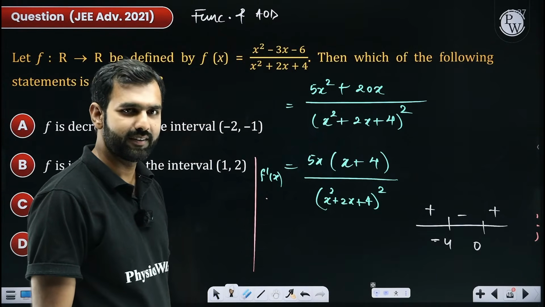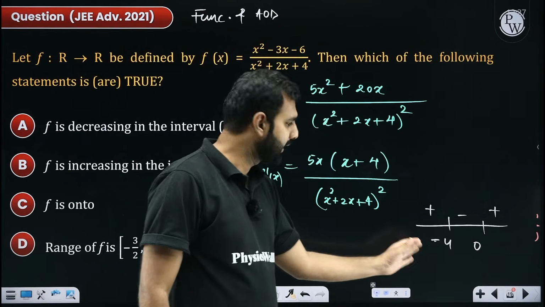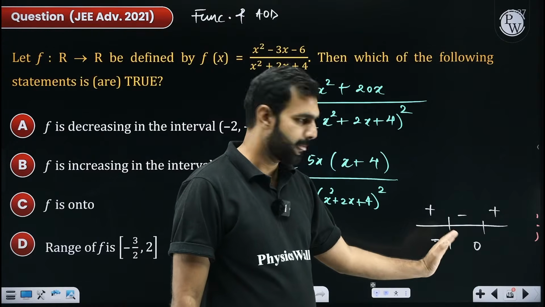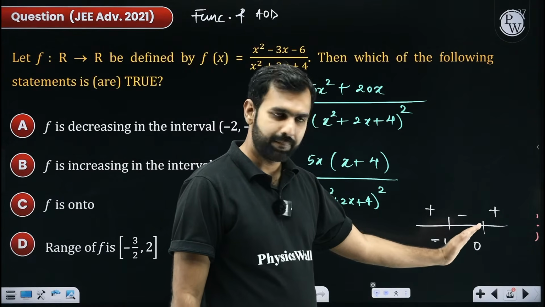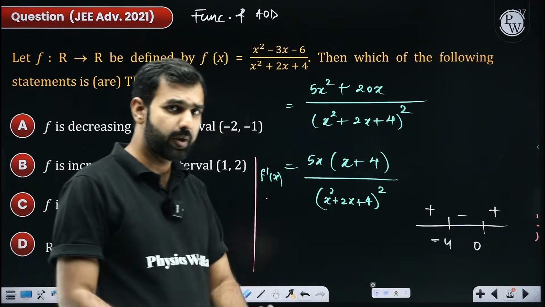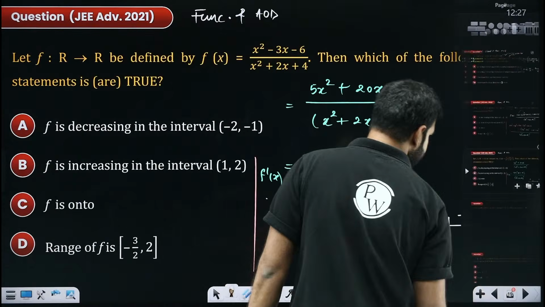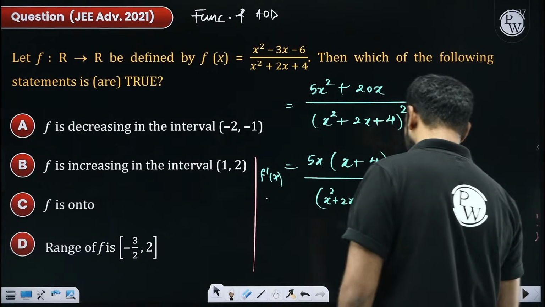Most of you are clearly realizing that it will be increasing from minus infinity to minus 4, then decreasing from minus 4 to 0, and then increasing from 0 to infinity. Everybody got this? Everybody, all the participants. Now with this, if I try and build or plot its graph, how will that take place? Pay attention to that.